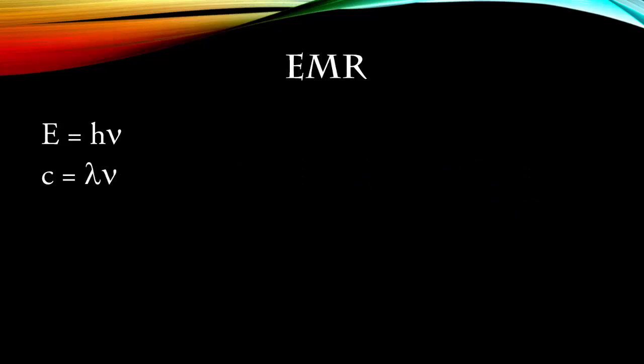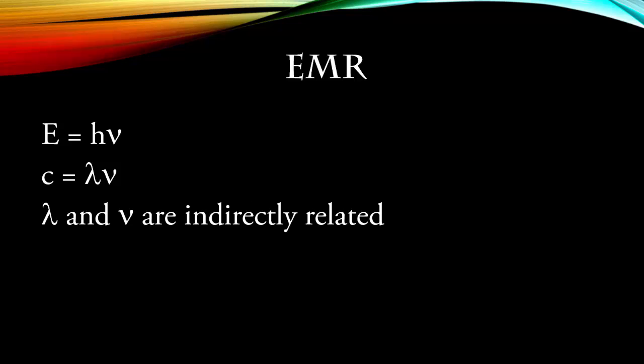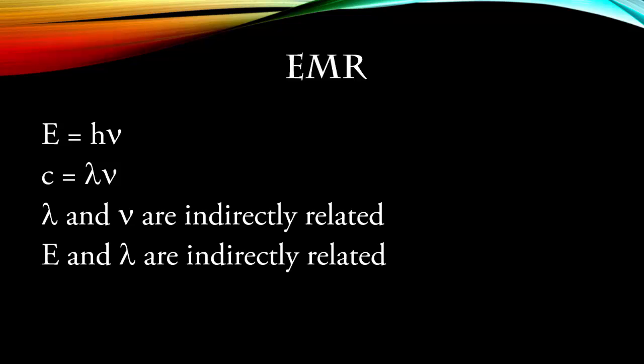Now go back to the earlier equation that you know, c equals lambda nu. We know that lambda and nu, wavelength and frequency, are indirectly related. If one goes up, the other must go down. Therefore, energy and wavelength must also be indirectly related. So as energy goes up, wavelength goes down. As wavelength goes down, energy goes up. The smaller the wavelength, the higher the energy.